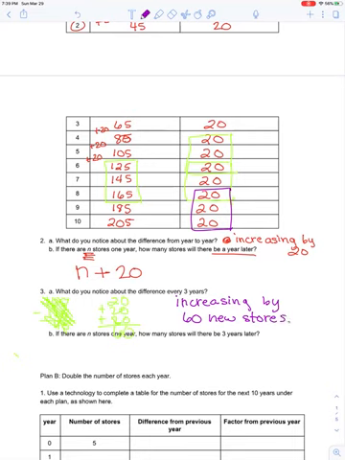So if there are some number of stores one year, we don't know how many we have, but how many stores are we going to have in 3 more years? Well, in 3 years, we're always going to increase by 60. So now we wrote just a real quick expression.